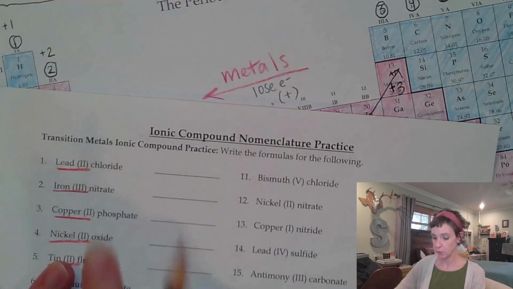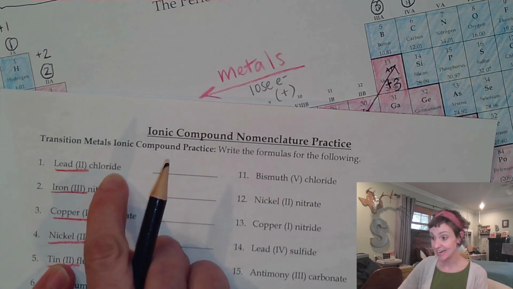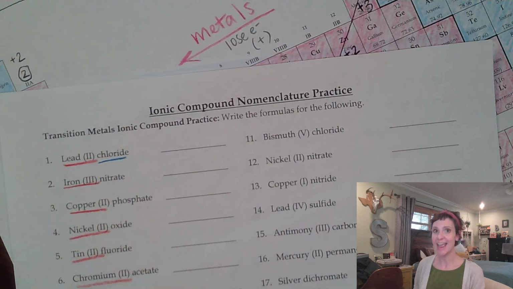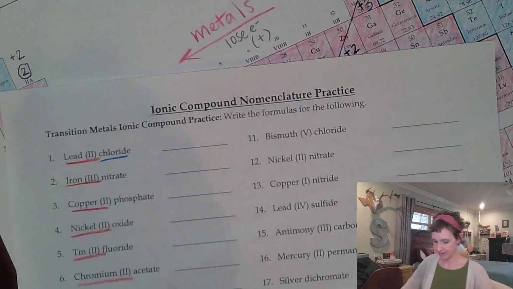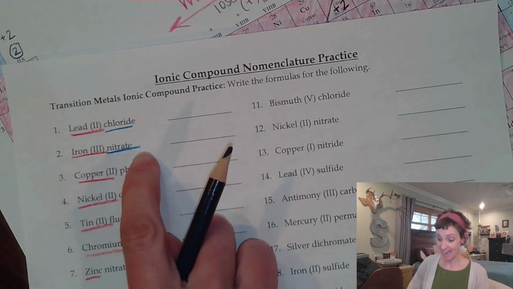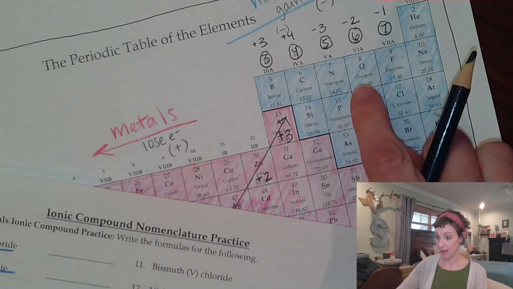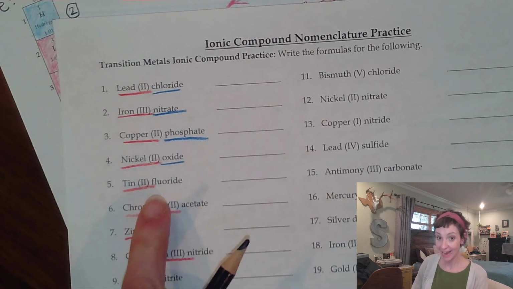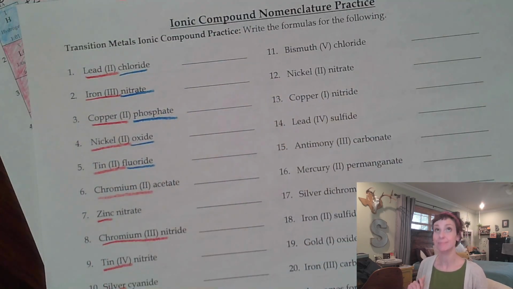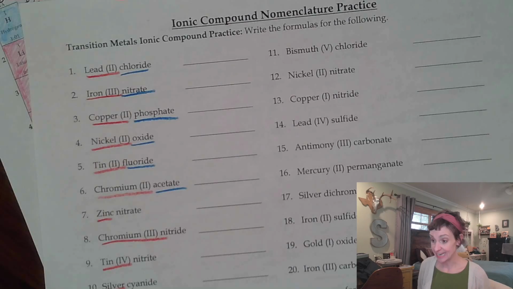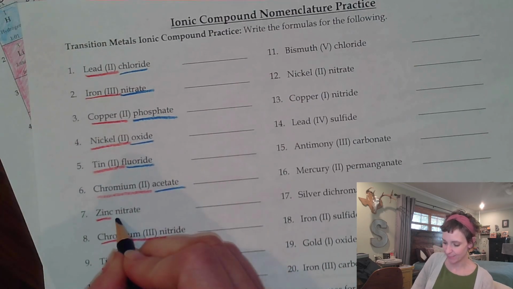So let's see. Chloride. When you see IDE, your brain thinks, yo, this periodic table. Yeah, chlorine. Nitrate is a polyatomic ion. Phosphate is a polyatomic ion. Oxide is oxygen. Fluoride, ide, is fluorine. Acetate has got to be a polyatomic ion. Zinc nitrate, polyatomic ion.